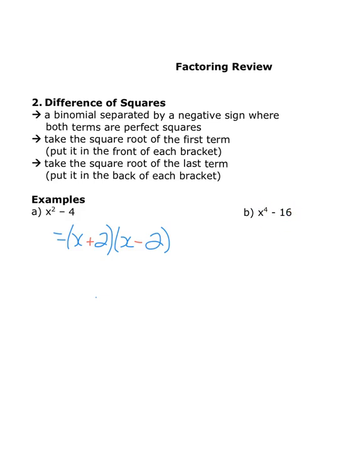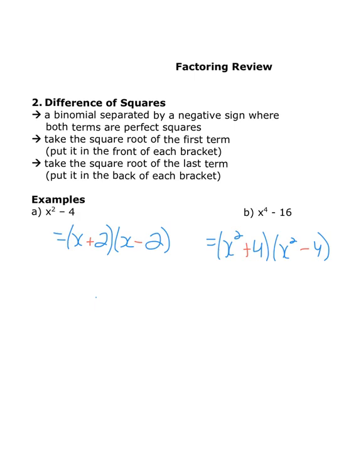I cannot take out a common factor, and I notice it's a binomial separated by a negative sign, and both terms are perfect squares. So again, I'm going to set up the 2 brackets, take the square root of x to the 4, which is x squared, because x squared times x squared is x to the 4 because you add the exponents, and then take the square root of 16, which is 4. And again, I'm going to separate the terms with a positive and a negative.